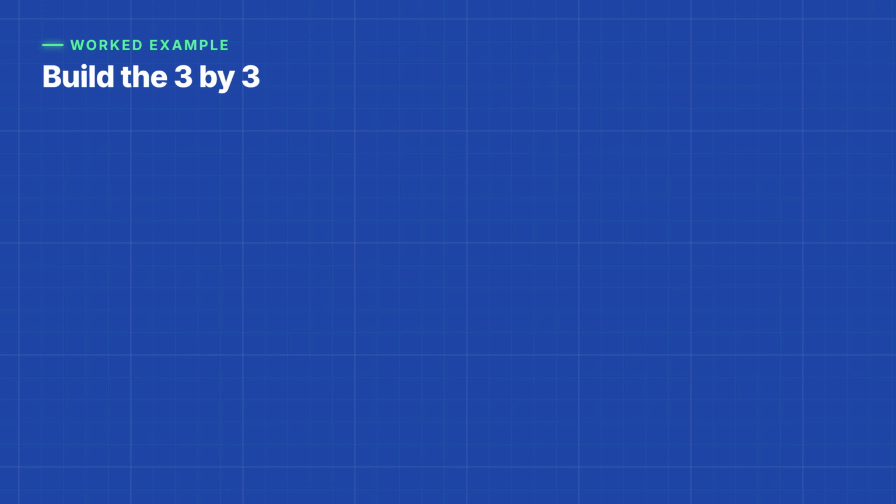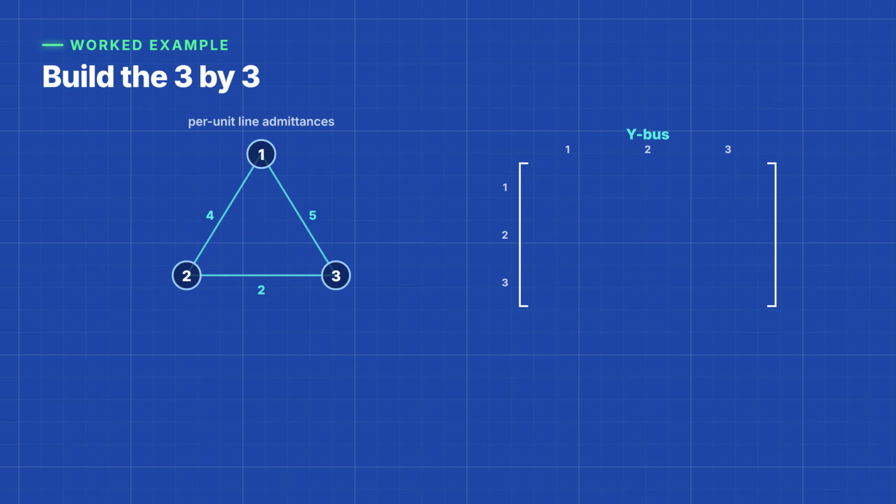Let's build a full one. 3 buses in a triangle. The line between bus 1 and bus 2 has an admittance of 4. Between 1 and 3, it is 5. Between 2 and 3, it is 2. Now, the diagonals. Bus 1 touches the 4 and the 5, so its entry is 9. Bus 2 touches the 4 and the 2, so it is 6. Bus 3 touches the 5 and the 2, so it is 7.